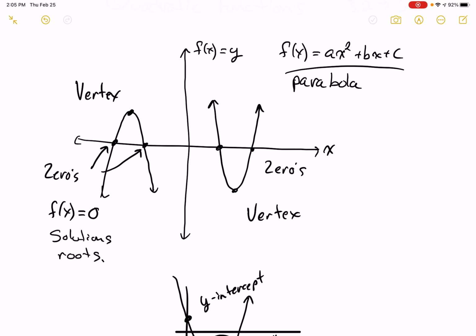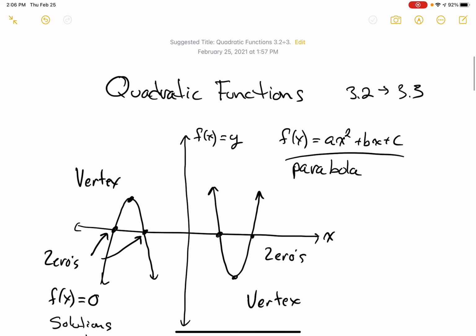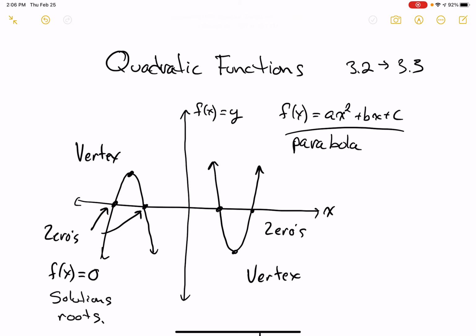Notice that we're starting at section 3.2. We skipped section 3.1, which talks about imaginary numbers and complex numbers. We're taking that out of the course.